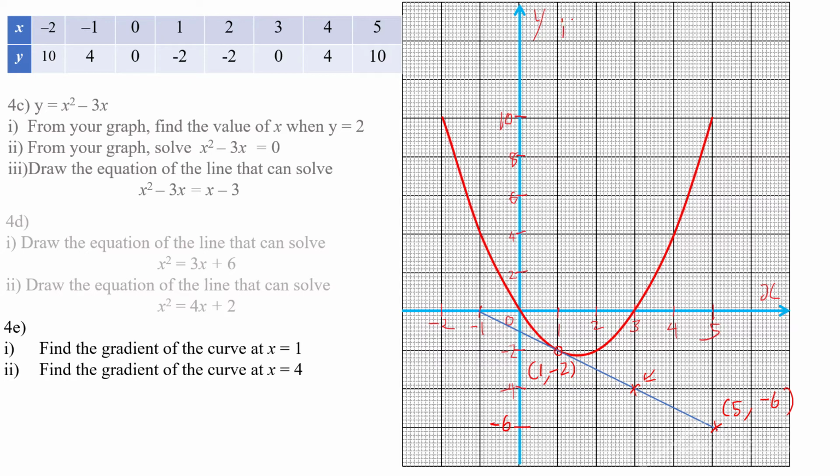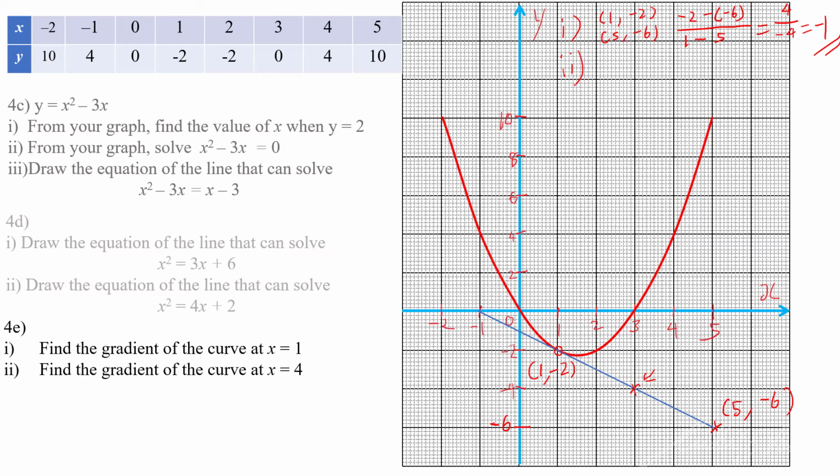So part 1, find the gradient. So I have two coordinates, 1, -2, as well as 5, -6. dy/dx is -2 minus -6 divided by 1 minus 5. So this will give me 4 over -4, which will give me -1. So gradient of the curve at x is equals to 1 is equals to -1.